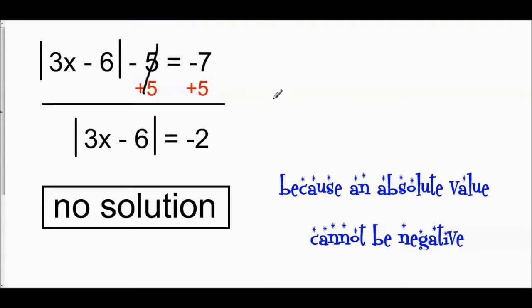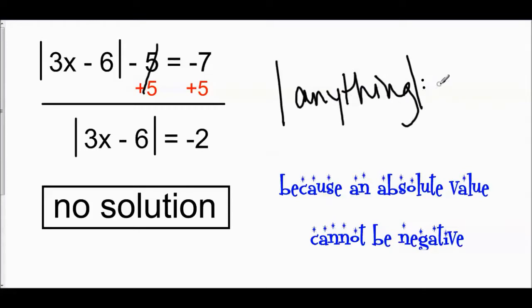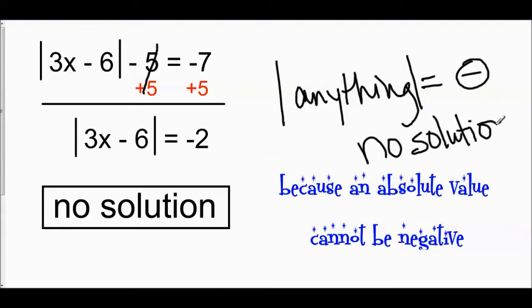So if you see that you have anything inside the absolute value lines, inside those boxes, and it is equal to a negative, then it is no solution. So it doesn't matter what is in that absolute value box. If it is isolated and it's set equal to a negative, then it is no solution because that can never happen. An absolute value is only positive.